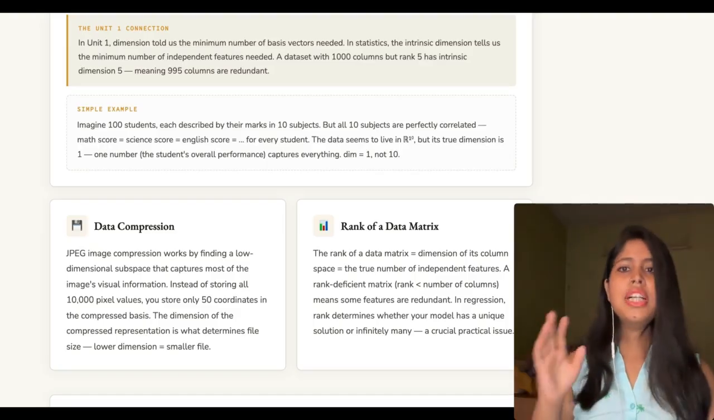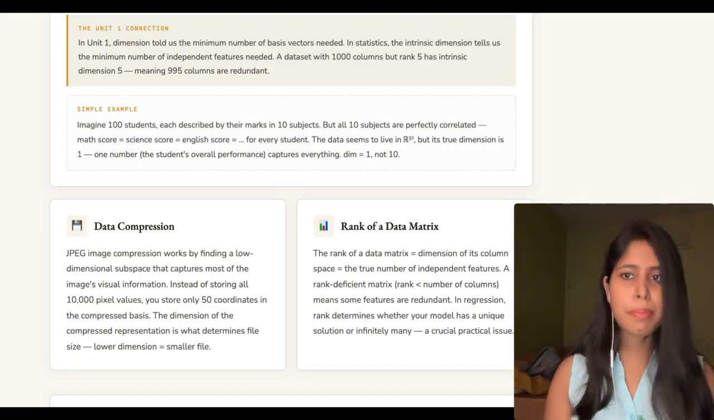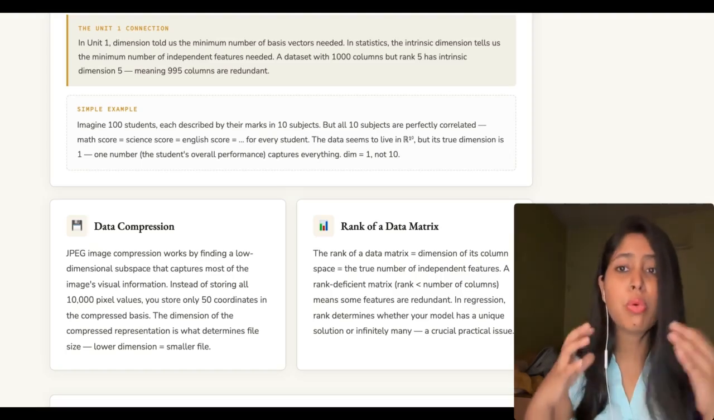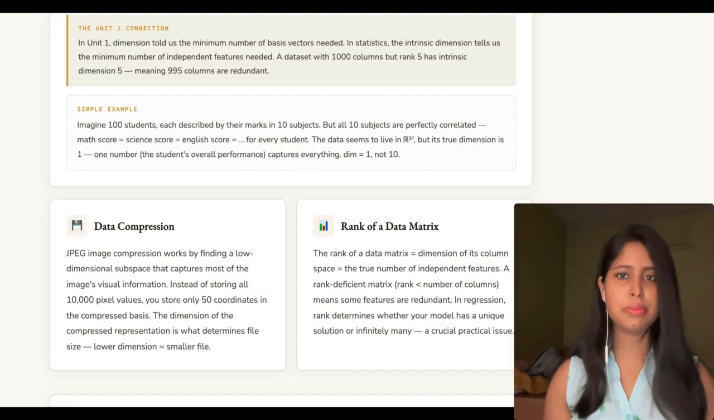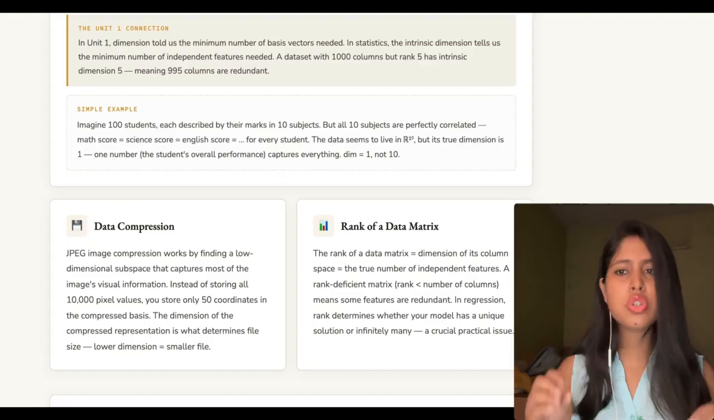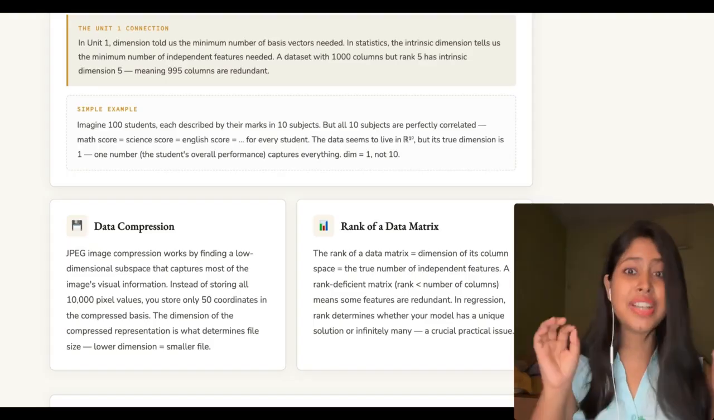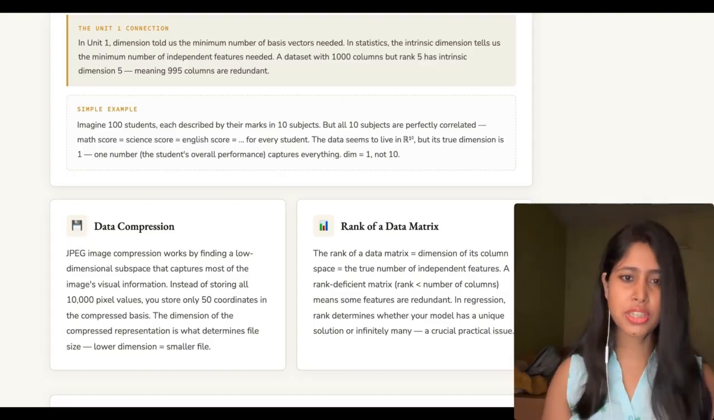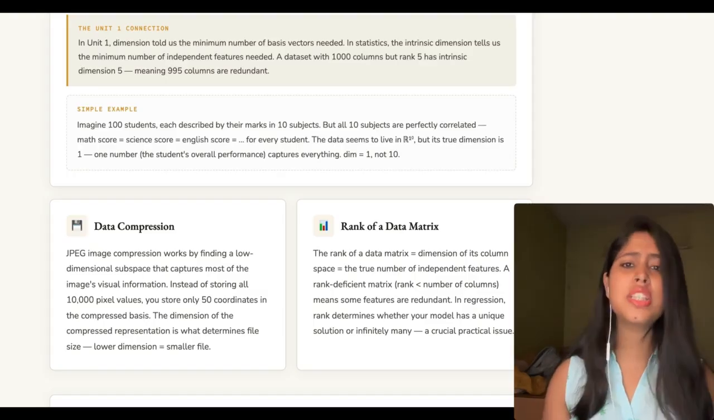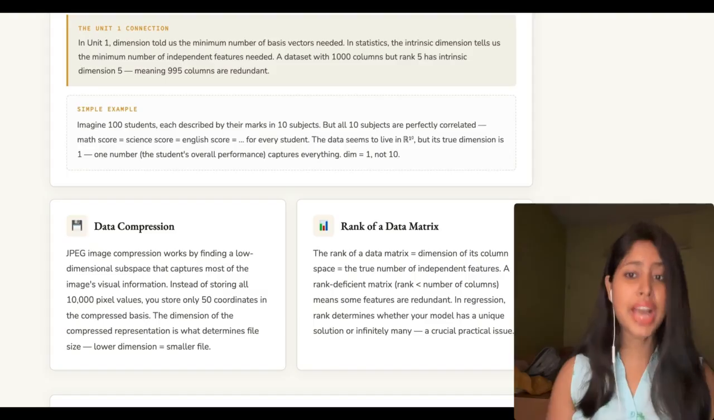And finally, dimension drives data compression. For example, JPEG image compression works by finding a low dimensional subspace that captures most of the visual information in an image. Instead of storing 5 lakh pixel values of a photo, you store just a few hundred coordinates in the right basis. Now, this is important. The right basis is very important. The compression ratio is directly determined by the ratio of the compressed dimension to the original dimension.